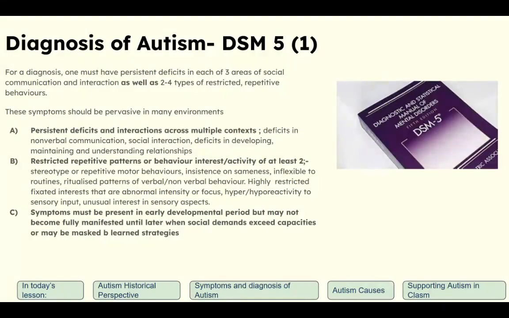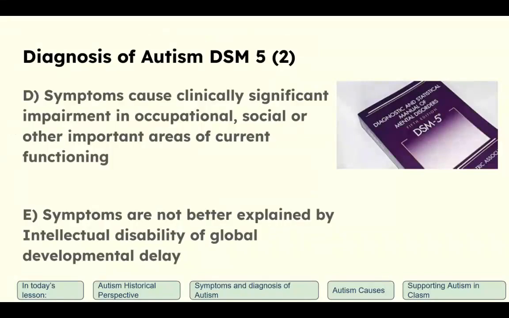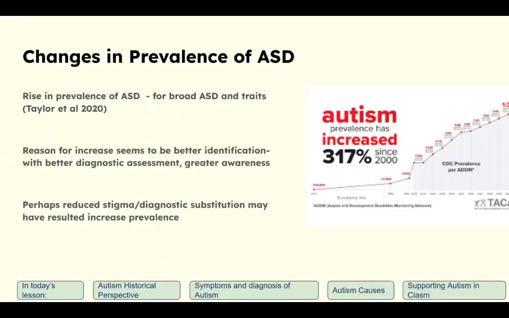Symptoms must be present in the early developmental period, but may not become fully manifested until later when social demands exceed the capacities. As well as these, symptoms have to cause clinically significant impairment in social or other important areas of functioning, such as work, and the symptoms should not be better explained by intellectual disability or global developmental delay, which are separate conditions.